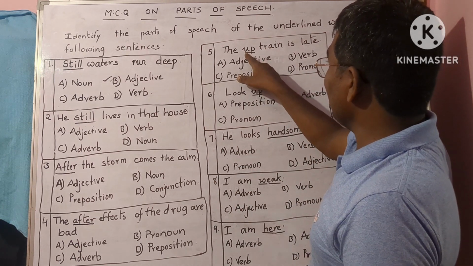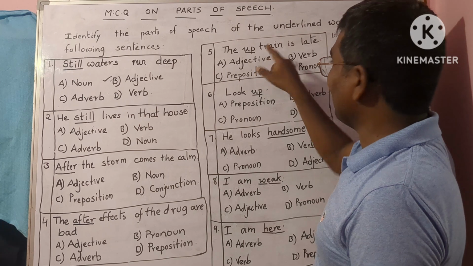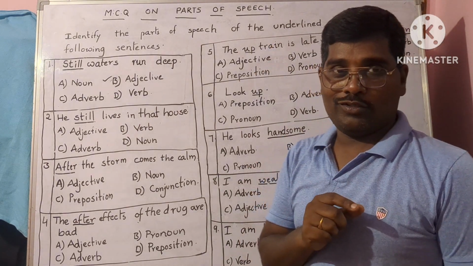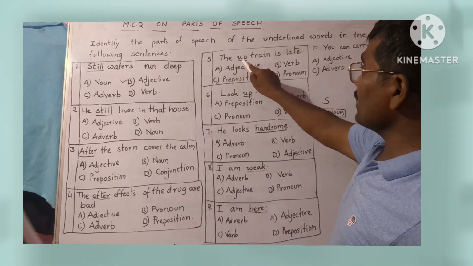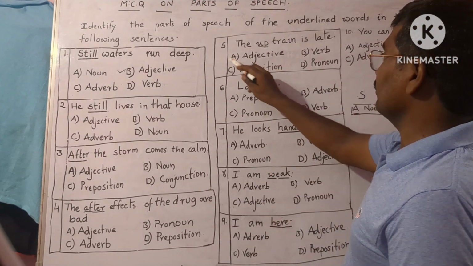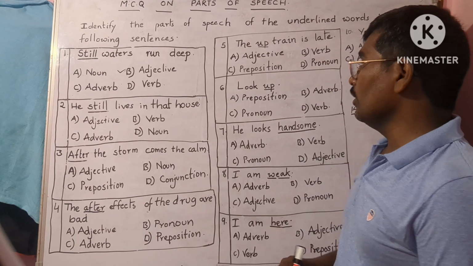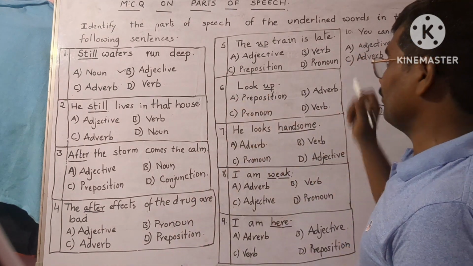And up is the word qualifying the noun train. So we can call it an adjective. Since it is qualifying the word train, we can call it an adjective. Option A is right.